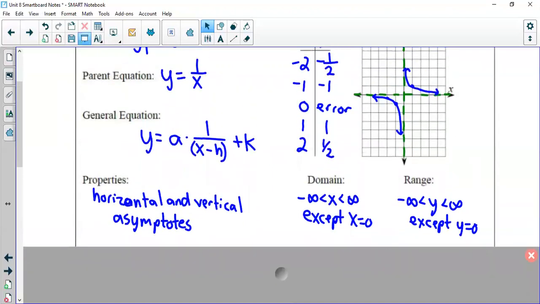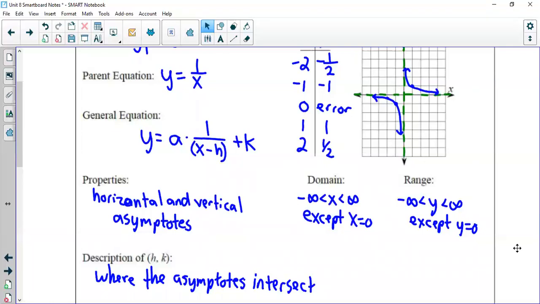And then our last part here, the HK. This is where the asymptotes intersect, our HK, because if you look in our parent graph, there is no HK, which is at 0, 0, making your HK for your parent graph at 0, 0. And if you look at 0, 0, there's no point on our graph, but it is where those two green asymptotes are intersecting. So that's our parent graphs.